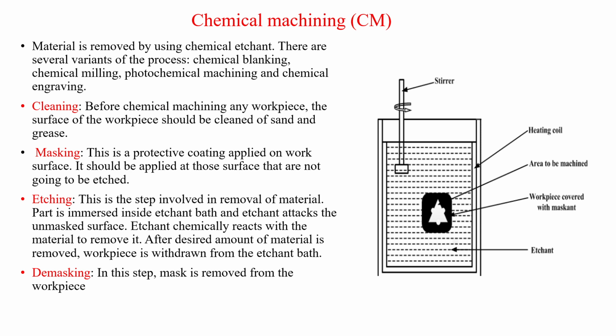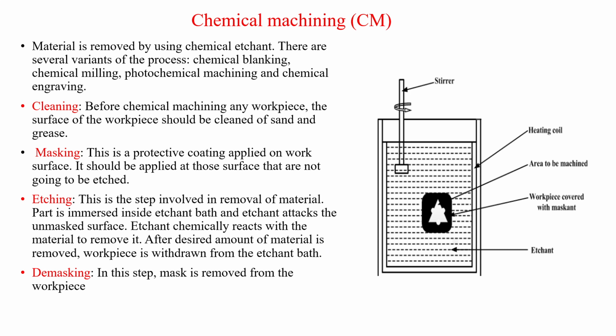Basically, in this the material removal takes place using a chemical reactant. So what happens here? See, this is the workpiece, and this is the area to be machined. The workpiece is covered with a mask, called the maskant. And this is the etchant, which is a chemical reagent or reactant. A heating coil is used, and a stirrer is used to stir the etchant. Because of that, the etchant will rotate and go into the workpiece, and machining will happen. This is basically the concept of chemical machining.